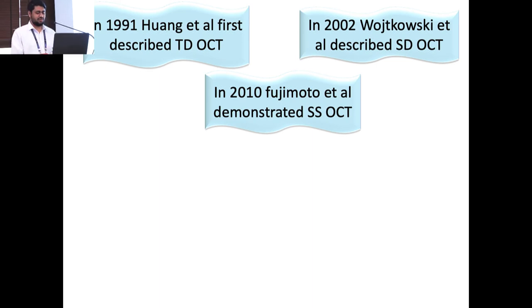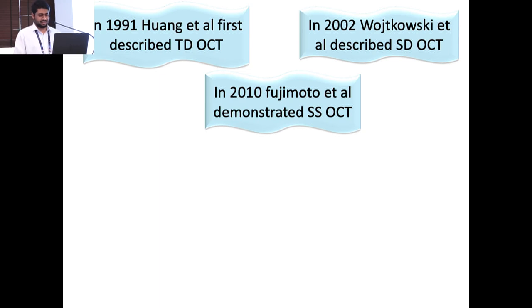So in OCT we use a low coherence near infrared light, and that is split into a reference arm and a sample arm, and the reflected light is detected and analyzed. Initially we had the time domain OCT in 1991. The resolution was less, and it took more time, as we used a moving reference mirror. Then in 2002, the spectral domain OCT came, where we use a spectrometer to analyze the reflected light.